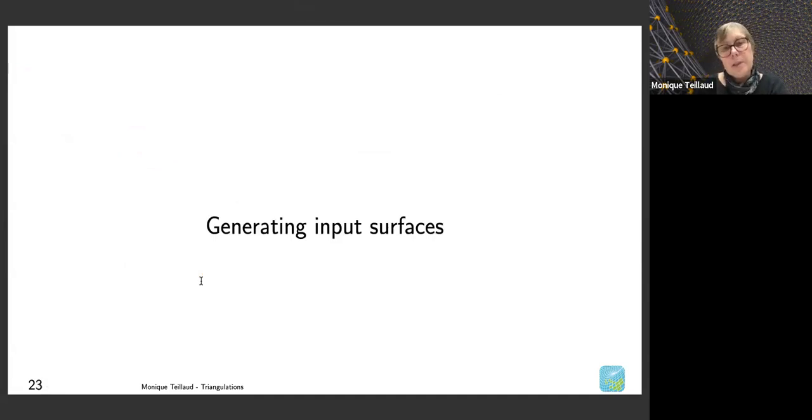But if you want to experiment, the main issue maybe is to get input surfaces to test and to run your experiments and get some conclusion. And this is maybe the hardest.